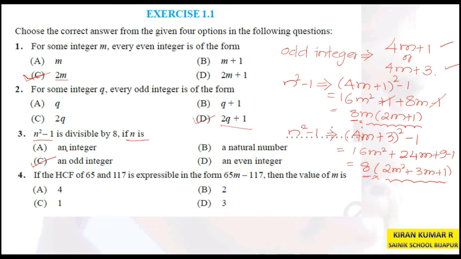Look at question 4. If the highest common factor of 65 and 117 is expressible in the form of 65m minus 117, then find the value of m. Here we need to find out the highest common factor of 65 and 117. For that, let me take the division method, a simple method to find out the highest common factor.